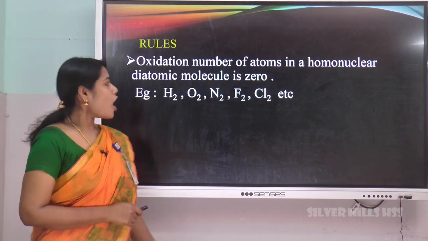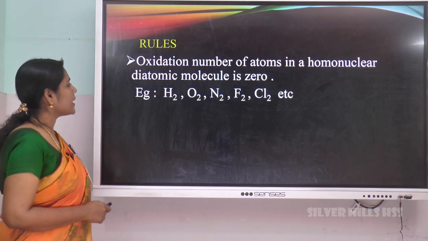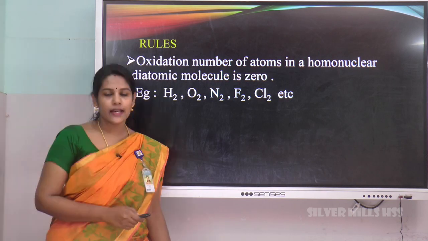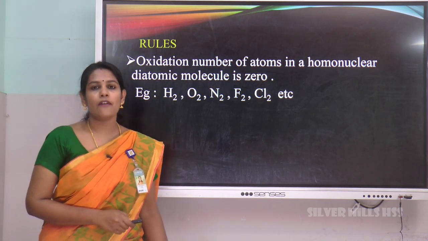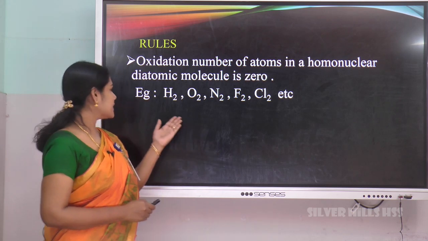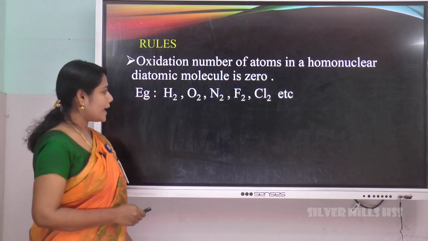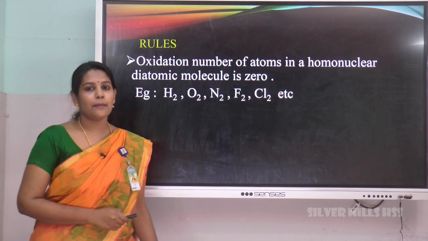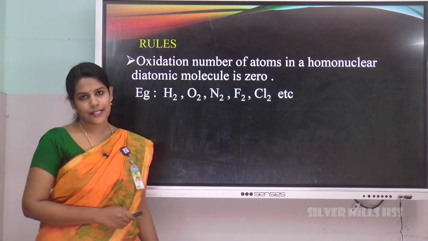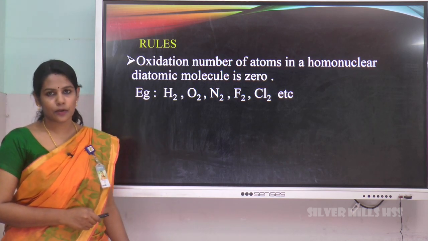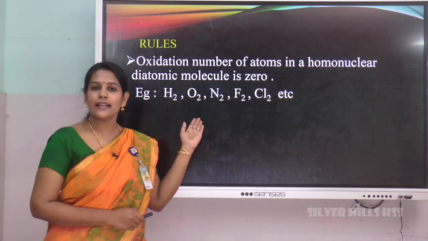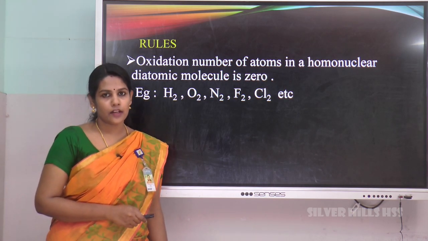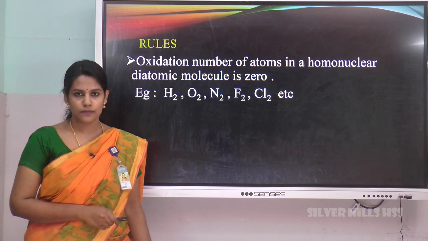The first rule is oxidation number of atoms in a homonuclear diatomic molecule is 0. So what is a homonuclear diatomic molecule? It is a molecule made with atoms of the same element. For example, here we have H2, O2, N2, F2, Cl2. All these are homonuclear diatomic molecules. They are made with atoms of the same element. And here the oxidation number is 0, because you have already studied that these are covalent compounds. The shared pair of electrons will lie in the middle. So the oxidation number is 0. So this is the first rule.